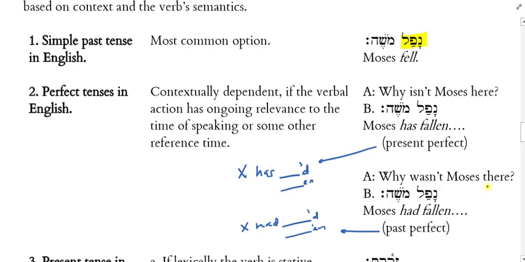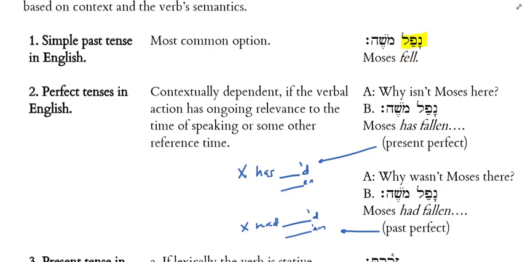Okay? But if, on the other hand, I'm asking a question about something that happened in the past, like, yesterday I went to the football game, and I noticed that Moses wasn't there. Why wasn't Moses there yesterday? Yesterday is my reference time. Then an answer could be, Nafal Moshe. That is to say, Moses had fallen. Here I'd use the past perfect, because sometime before yesterday, at the game, Moses had fallen before that time, and so his prior falling has ongoing relevance to the time that the question was asked. Why wasn't Moses there yesterday? Because Moses had fallen. Nafal Moshe.